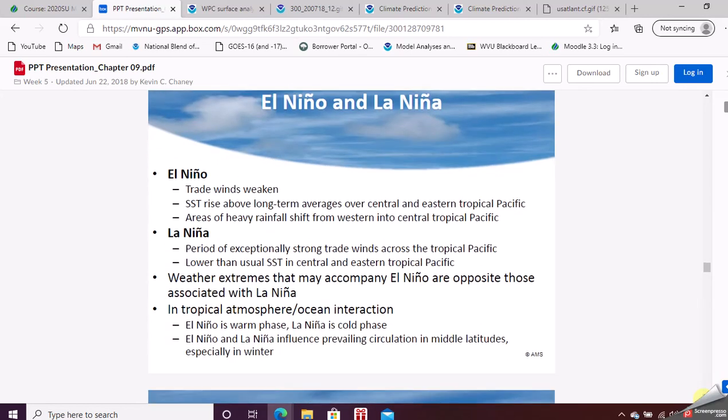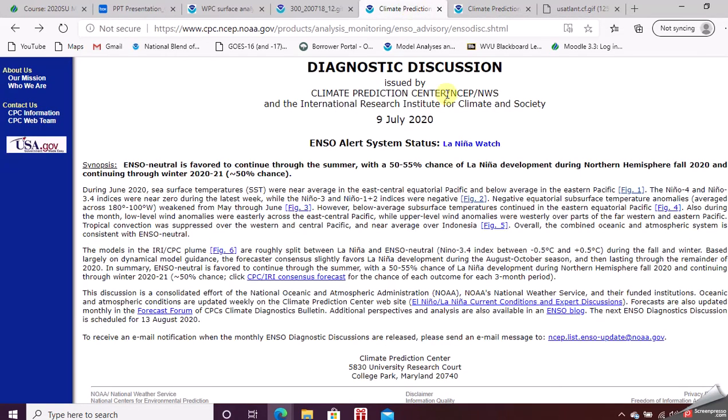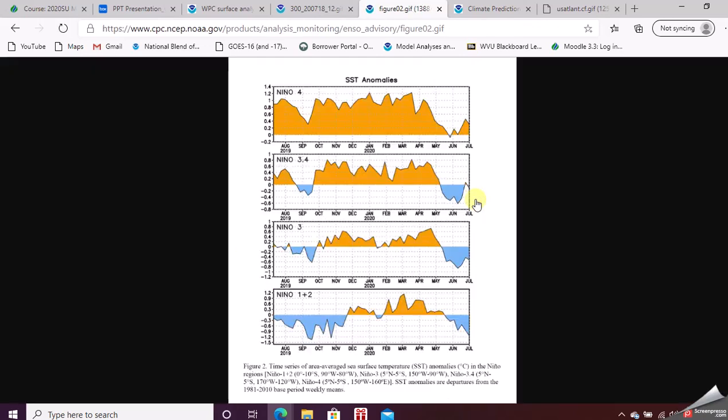El Nino and La Nina. El Nino and La Nina are not exactly going on right now. There is a forecast for La Nina. They called it La Nina Watch. So with that, they're forecasting temperatures to cool, go below normal in the Pacific Ocean. And they already have begun that.